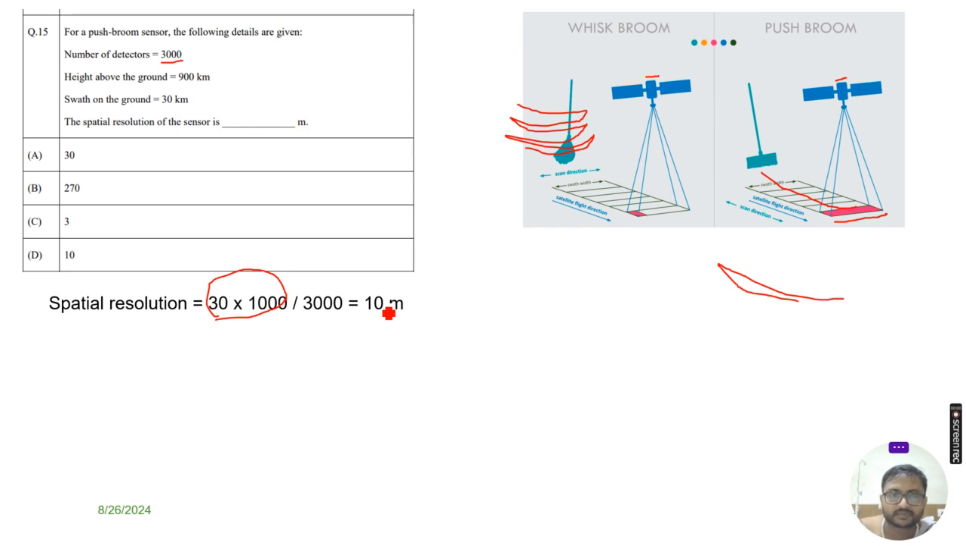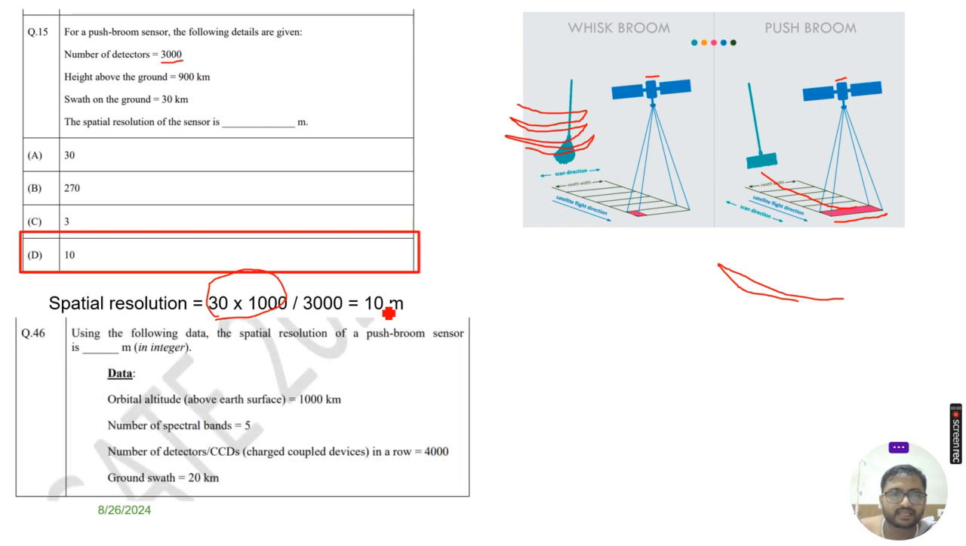Yes, sir. Okay, so now someone will ask you the backward question: if the number of detectors is 4000 and the ground swath is 20 kilometers, then what will be the spatial resolution? The same question. Now what will be the answer?